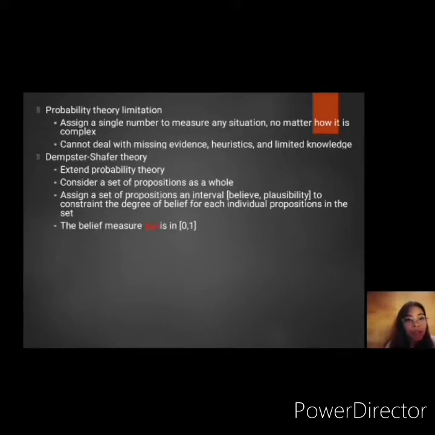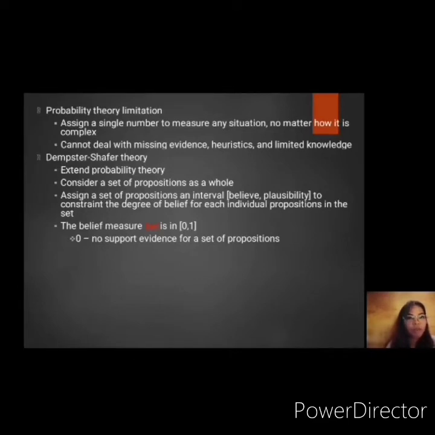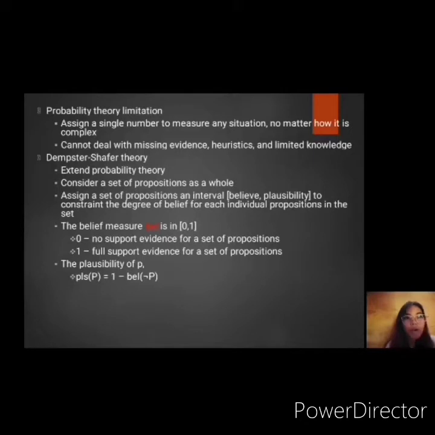So the belief measure Bel is in 0 to 1. Okay. So, 0 means no support evidence for a set of propositions. Then, 1 means full support evidence for a set of propositions. So, the plausibility of P: Pls(P) is equal to 1 minus Bel(not P).